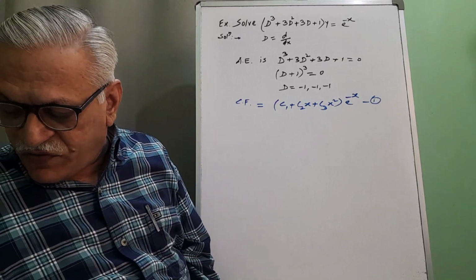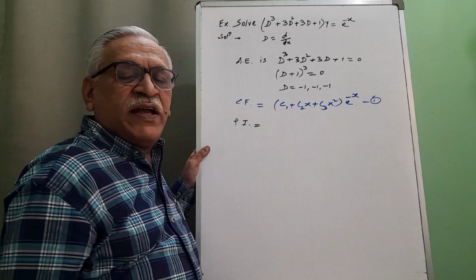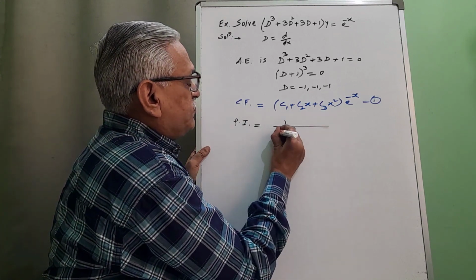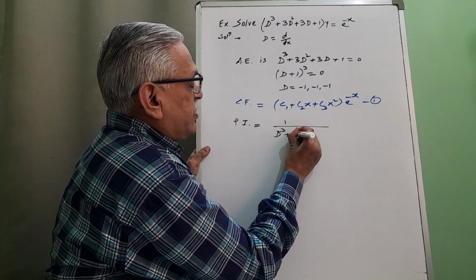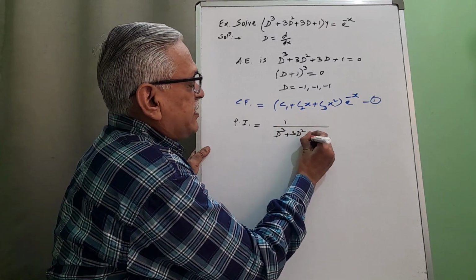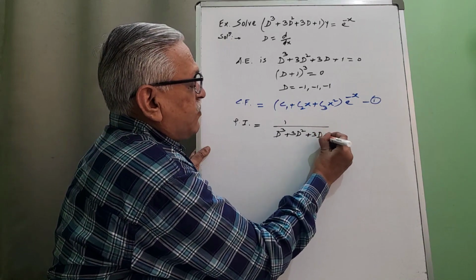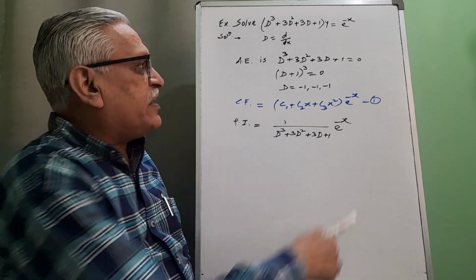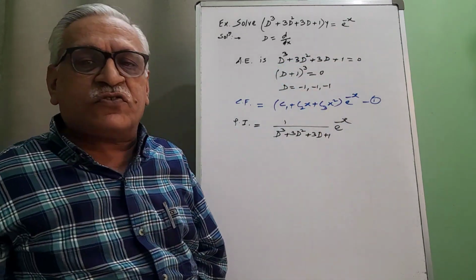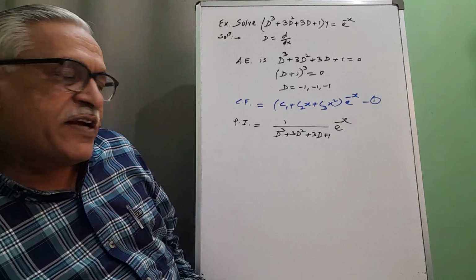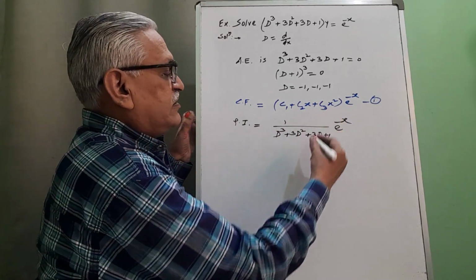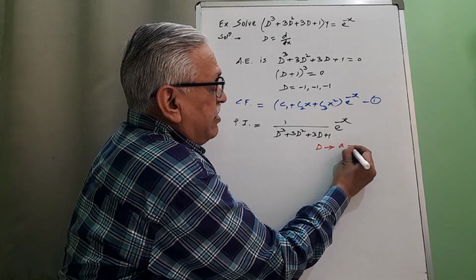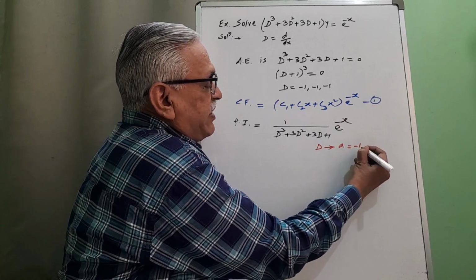Then we require to find the PI by the inverse operator technique. It is 1/f(D), which means 1/(D³ + 3D² + 3D + 1) operating on e^(-x). The term on the right hand side is e^(-x), of the e^(ax) type. The rule for that is we have to replace D by a. Here a is the coefficient of x, that is -1.